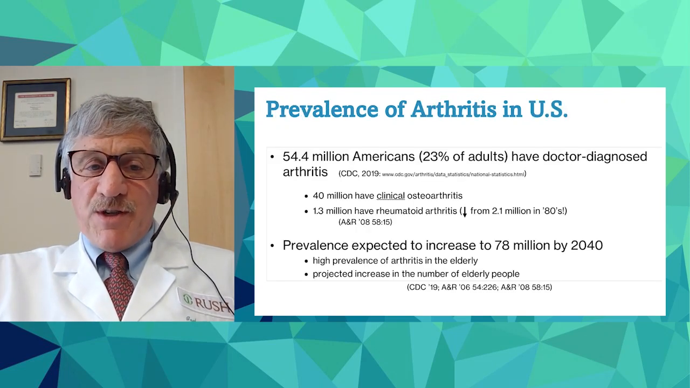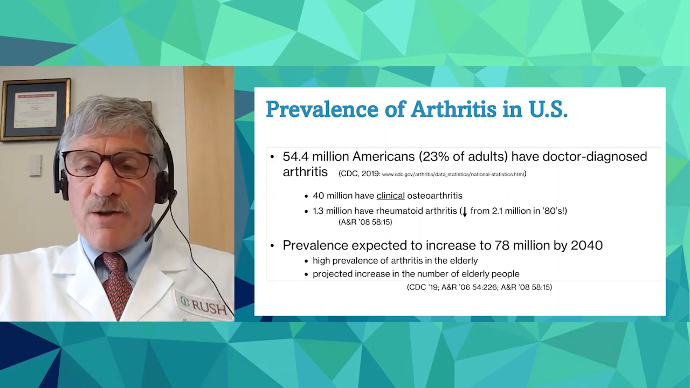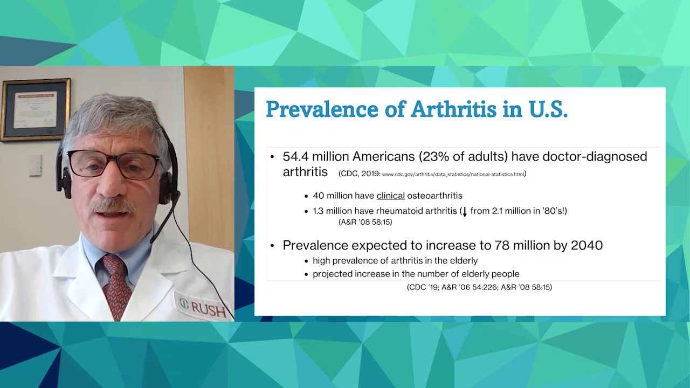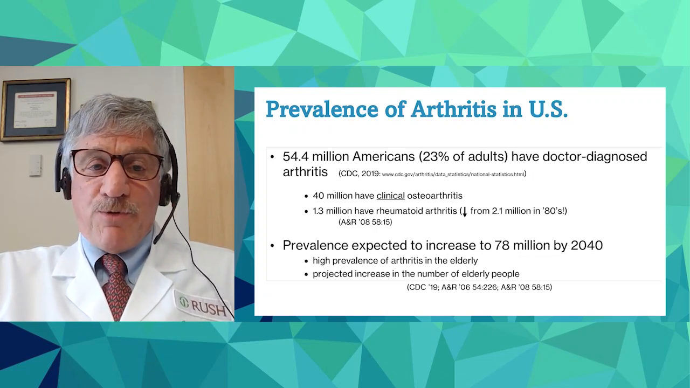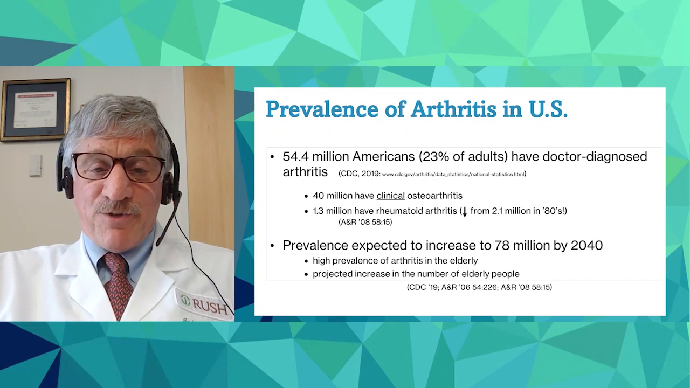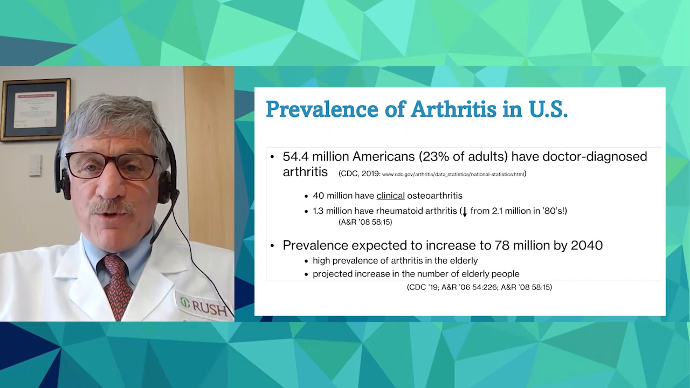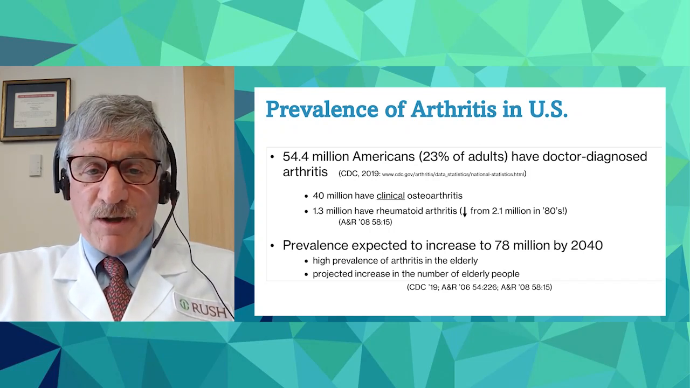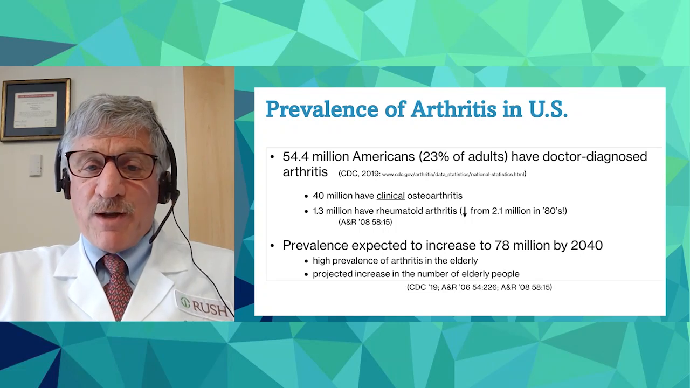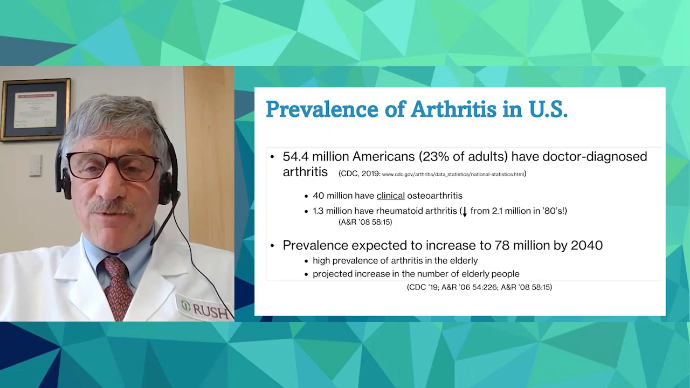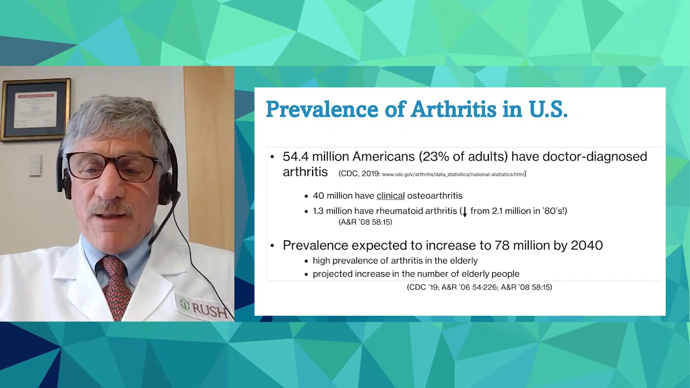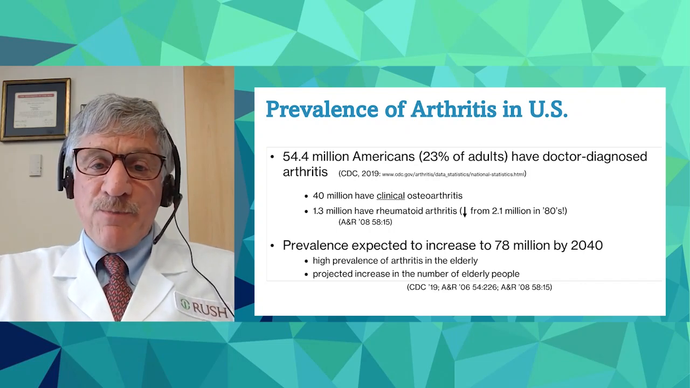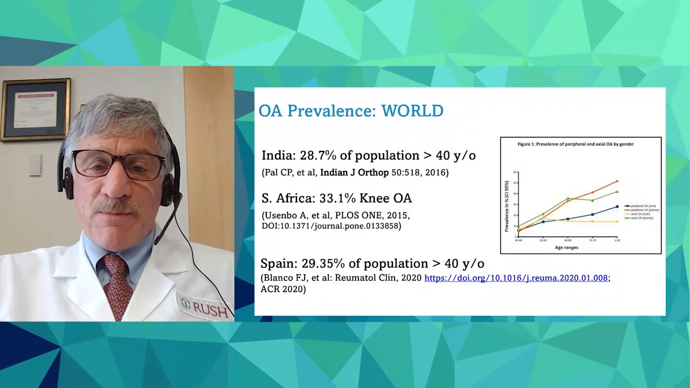So according to the CDC, 54 million Americans, a quarter of the entire adult population, have physician-diagnosed arthritis. Of those people, over 80% have clinical osteoarthritis. This is more than 20-fold more prevalent than rheumatoid arthritis. And in contrast to rheumatoid arthritis, which has been declining in prevalence since the 1980s, osteoarthritis is increasing dramatically as our population ages. It's not just a North American problem, however.